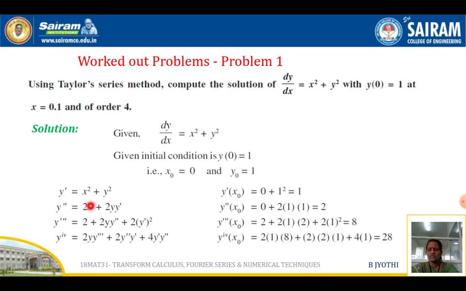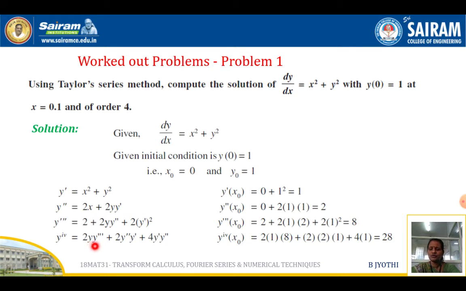Similarly, once again we differentiate successively the y double dash to get 2 plus 2y y double dash plus 2 (y dash) whole square. Again substitute the x0 value, y0 value, y dash naught and y double dash naught from the previous one to get y triple dash of x0 and simplify to get the value of that as 8. The y fourth derivative we will find out because it is up to fourth order we need to get it. So we are doing up to the fourth derivative.